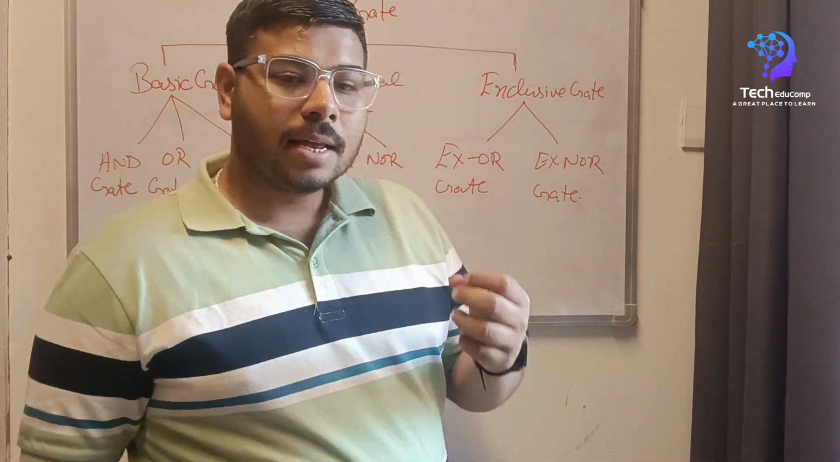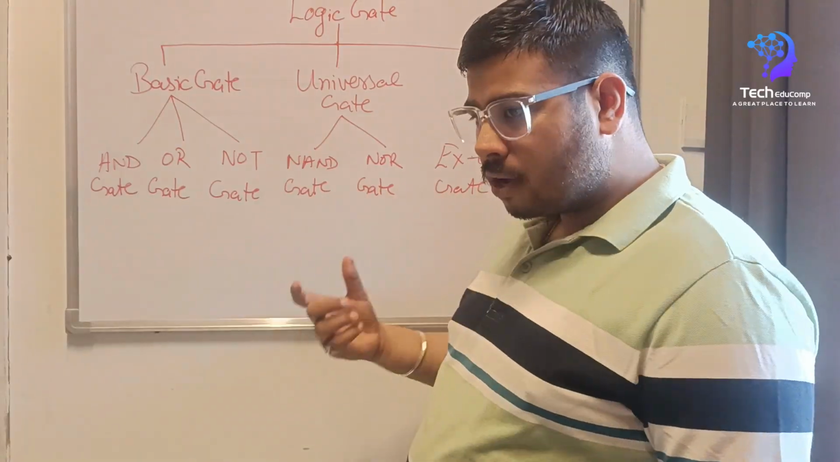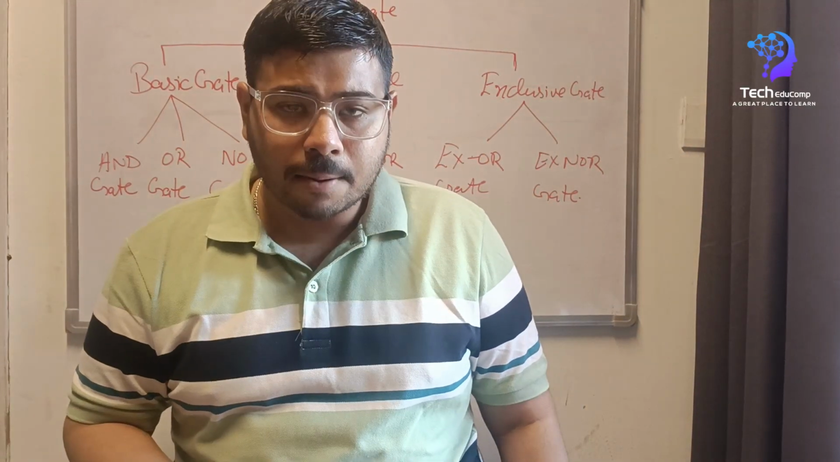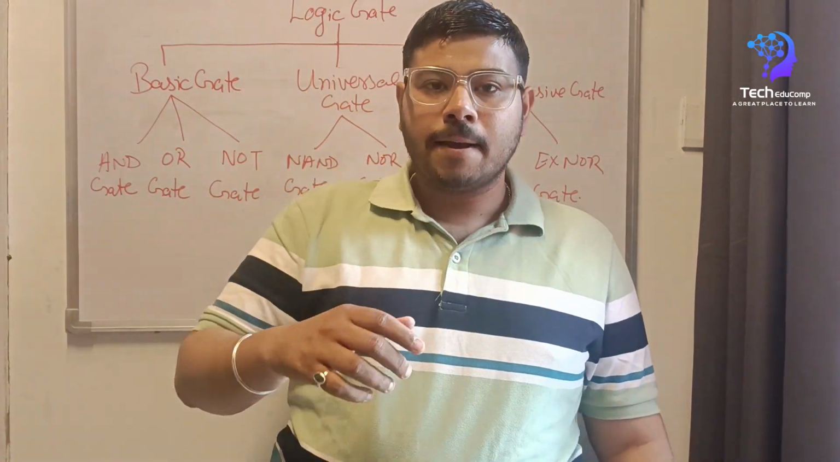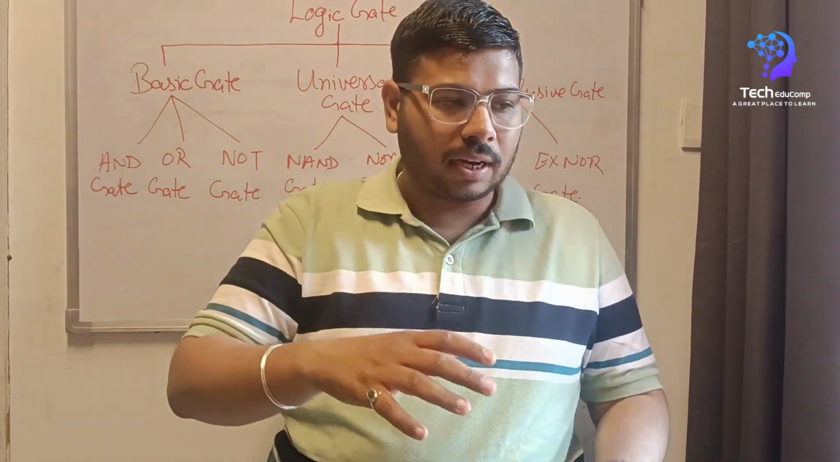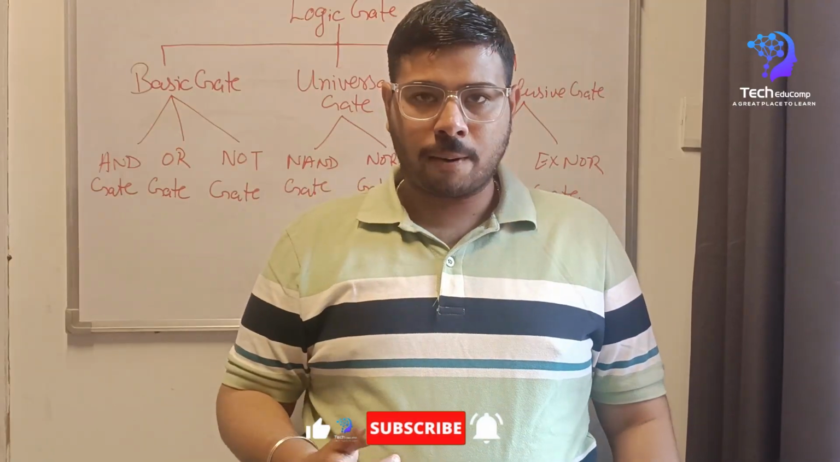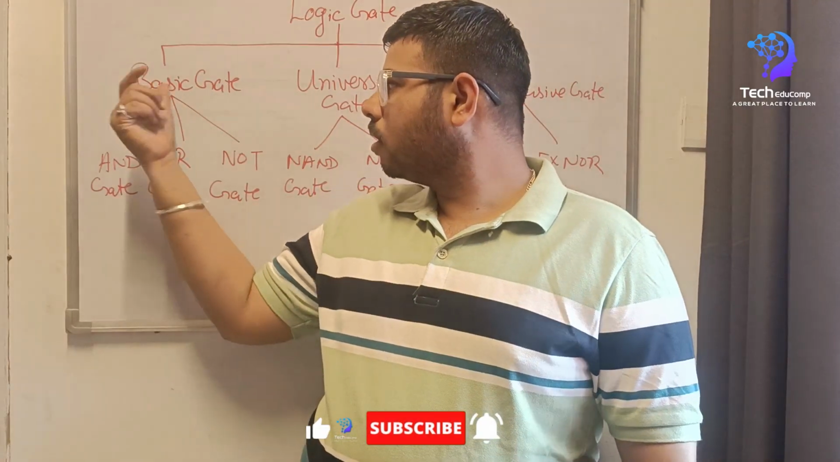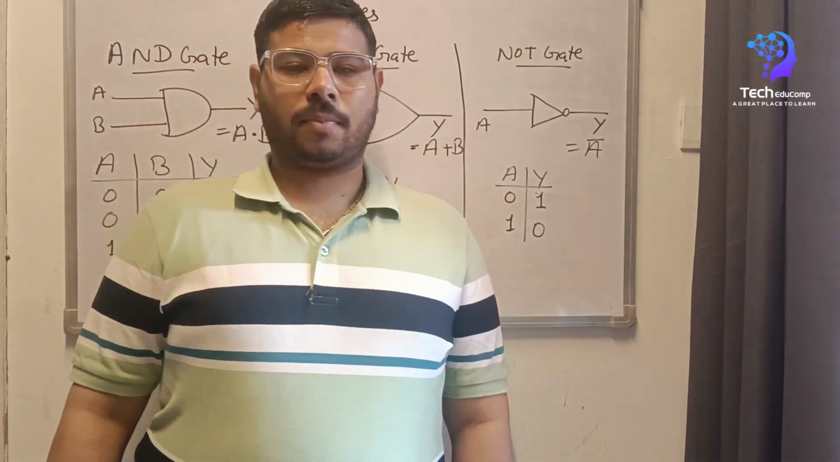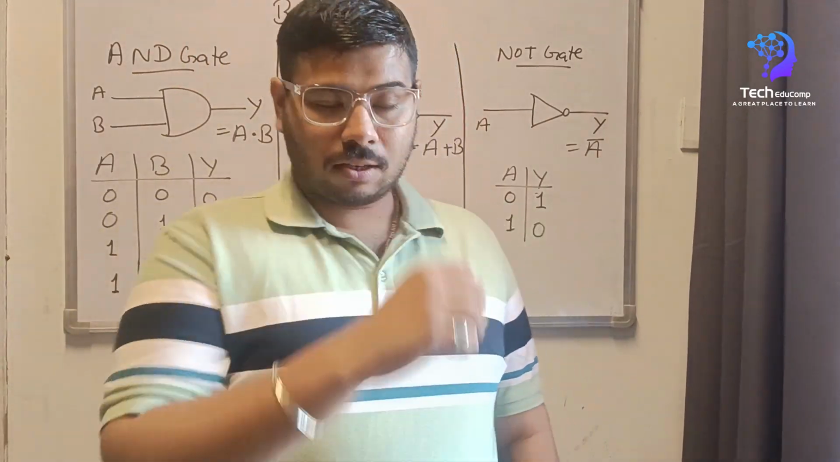Now, let's see one by one what these gates are, how we can represent them, what their truth tables are, and how we can use them to form other gates. First of all, let's talk about basic gates. The first category of logic gates is the basic logic gates.